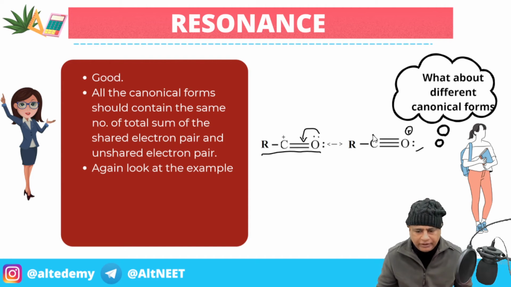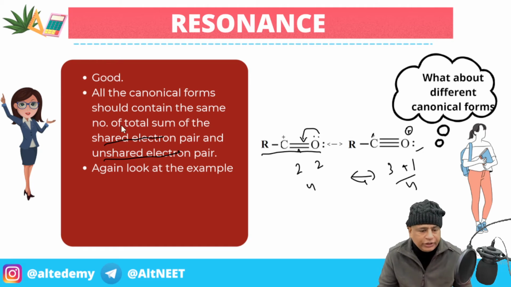Electrons will be coming to this carbon also. So this carbon will be neutralized and the positive charge will come to oxygen. Here, look here. All the canonical forms should contain the same total number of shared and unshared electron pairs. Shared here is 2, unshared again is 2. 2 plus 2, 4. Shared here is 3, unshared is 1. This is also 4. So they will make canonical forms.